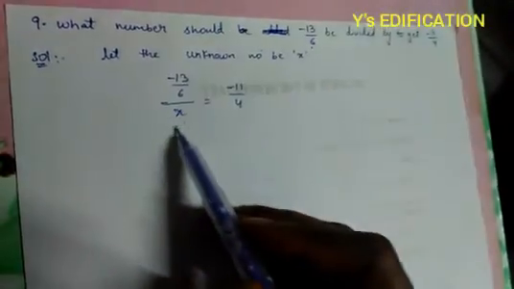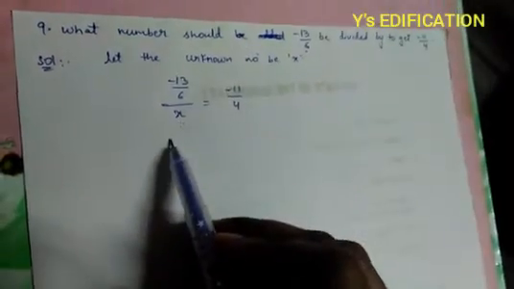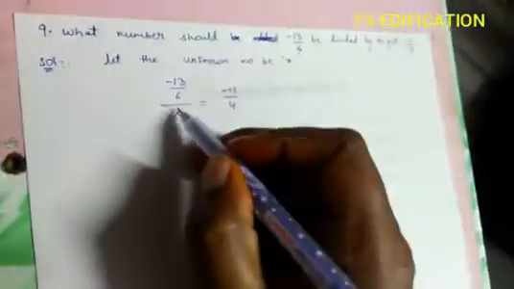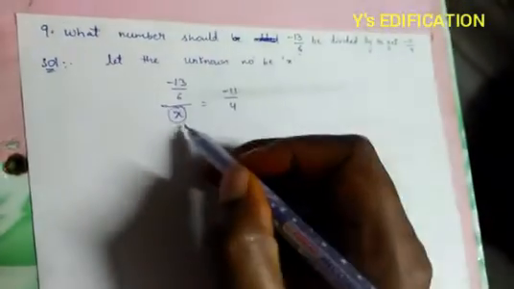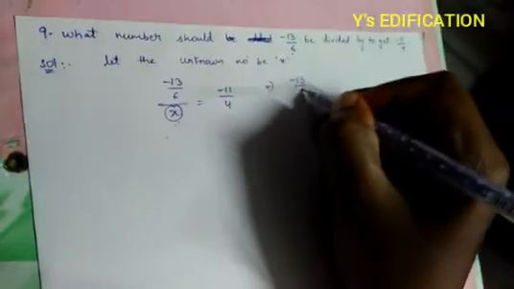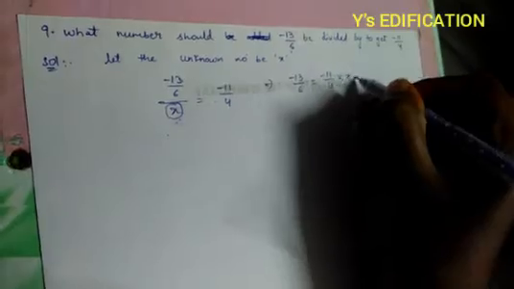What number should -13/6 be divided by? The unknown number is x. So -13/6 divided by x is equal to -11/4. Now I want this x value, so I am going to shift this value to the RHS. -13/6 is equal to -11/4 into x.